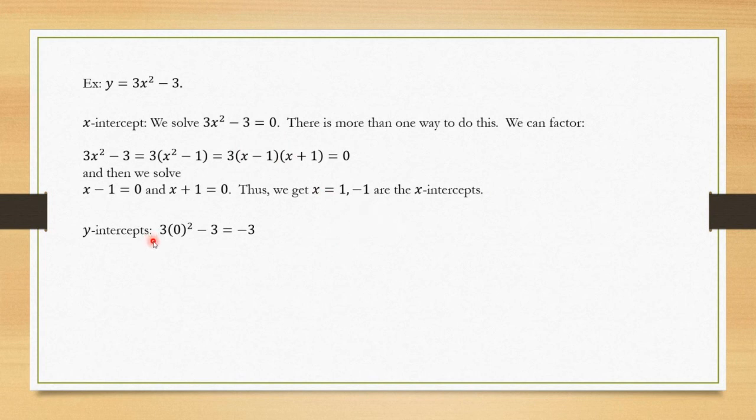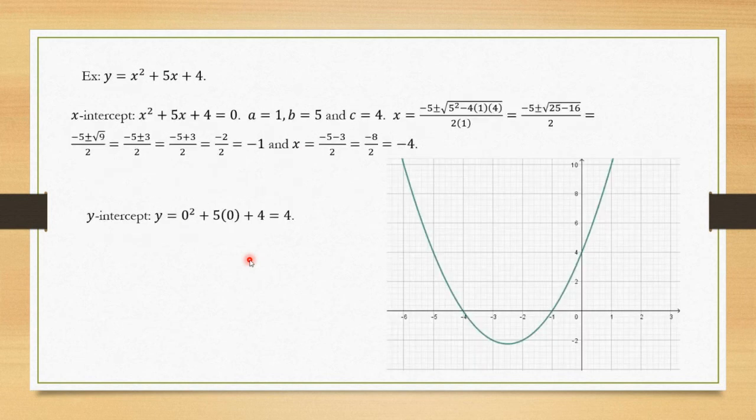The y-intercept is easy. You just set x to be 0, and you get the constant term. Because 3 times 0 squared, that's 3 times 0, which is 0. So minus 3 we get as our y-intercept. Again, it's just setting the other variable equal to 0.